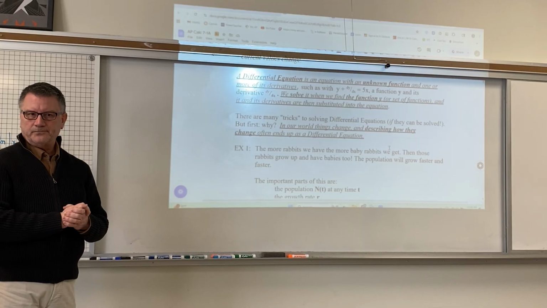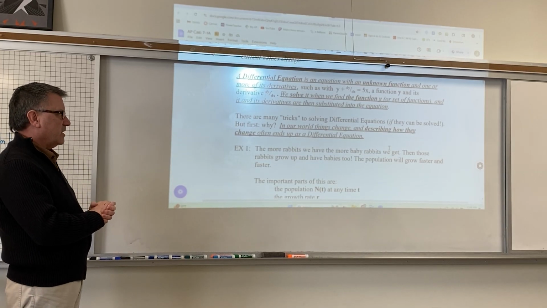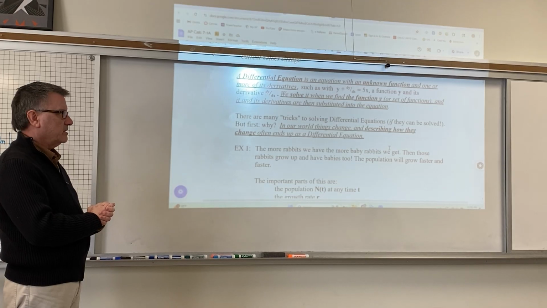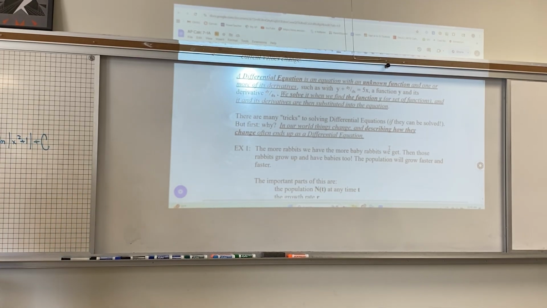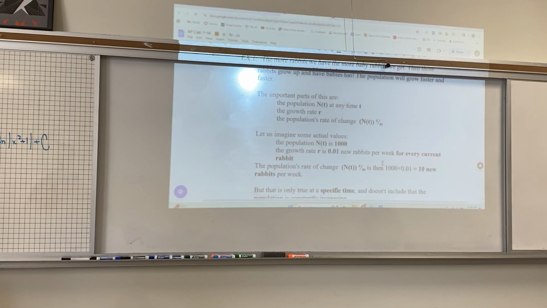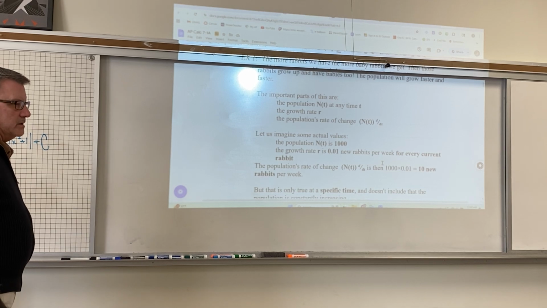So example 1 on your sheet: the more rabbits we have, the more rabbits we get. I would think so. Then those rabbits grow up and have babies too. The population will grow faster and faster. Eventually you'll be able to model this. Here are the important parts. We want to figure out what the population is at any given time, so we can give some nomenclature for that, maybe the number at any time. The growth rate: how are they growing? The population's rate of change.